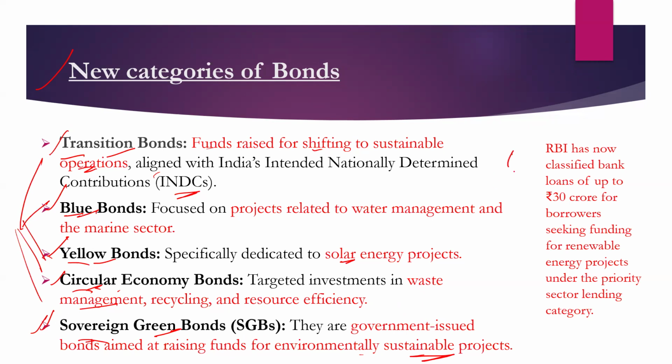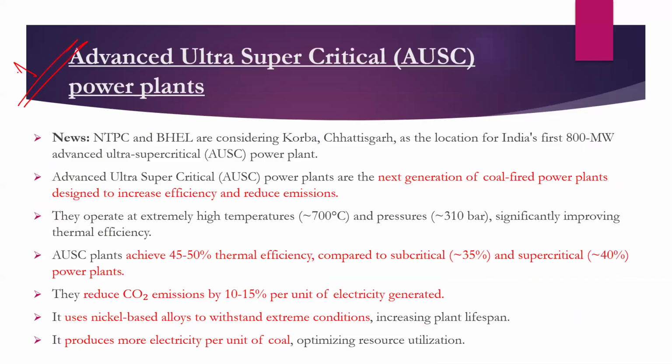Now, what RBI has mentioned here is that RBI has now classified bank loans of up to 30 crores for borrowers who are investing in renewable energy projects under the priority sector lending category. So the upper limit has been increased up to 30 crores. Remember that. Bank loans up to 30 crores are eligible for the priority sector lending category. This also is important that you should know. Now the next one, this one is important.